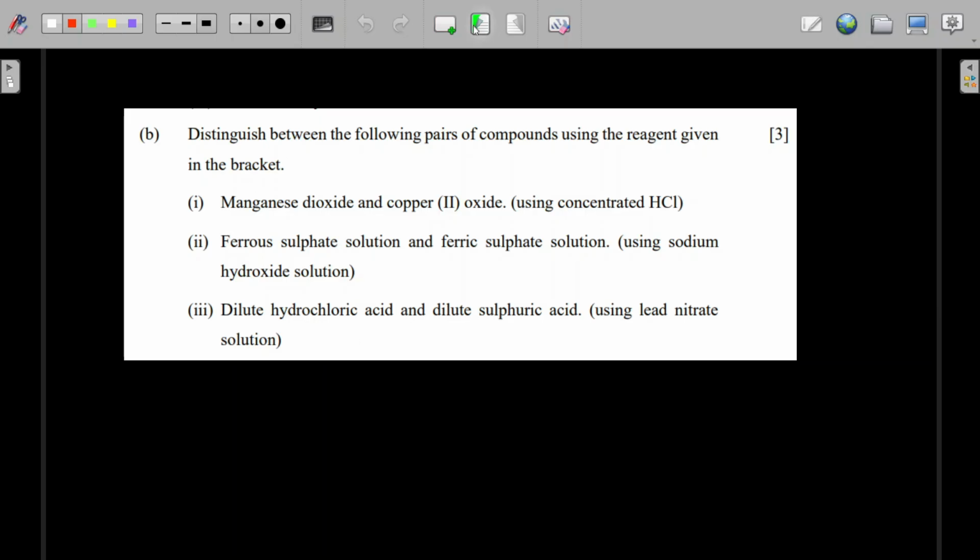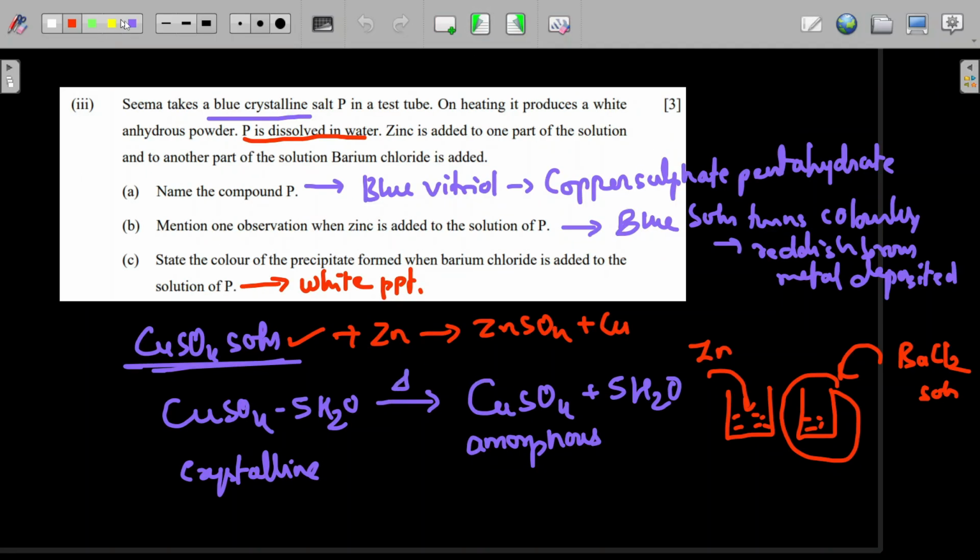So for the B part, how do you get that? Blue solution turns colorless. Copper sulfate is blue, and zinc sulfate is colorless. Zinc compounds are colorless or white, but when you dissolve in water, it becomes colorless. And copper metal is formed here, so reddish brown metal deposited.